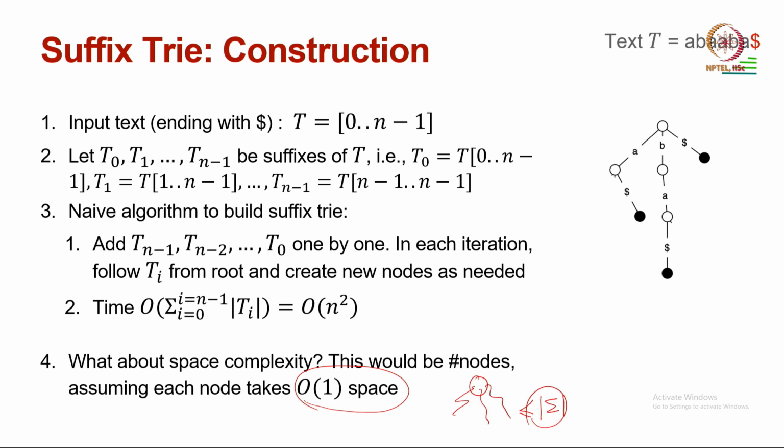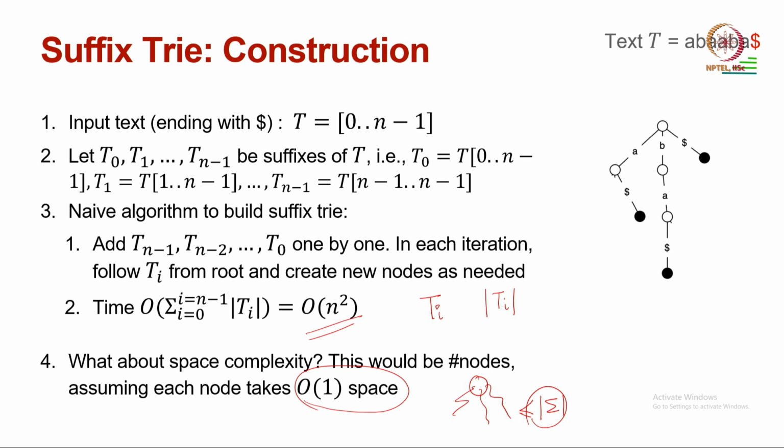Well, one upper bound that we can obtain is from here itself: as we are augmenting these suffixes, when we are augmenting suffix Ti, in the worst case we may need to add Ti new nodes. So n square is certainly an upper bound for the total number of nodes in the tree. Is that bound tight?